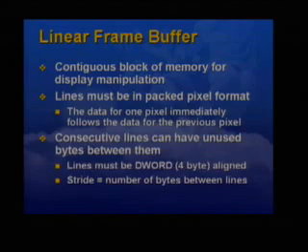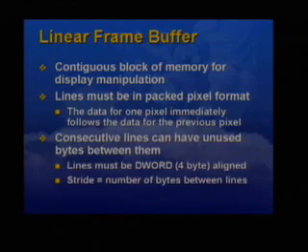The lines must be in a packed pixel format. What that means is pixel 0 is here, then pixel 1 is immediately next to it, and pixel 2 is immediately next to it, packed within the bytes. So if it's a 2-bit per pixel display, you've got 4 pixels per byte. If it's a 32-bit per pixel display, obviously, you've got 4 bytes per pixel.